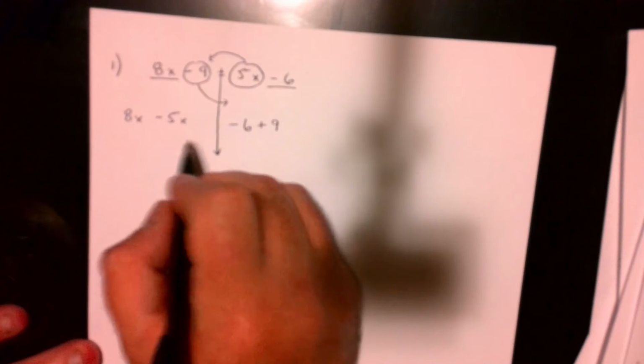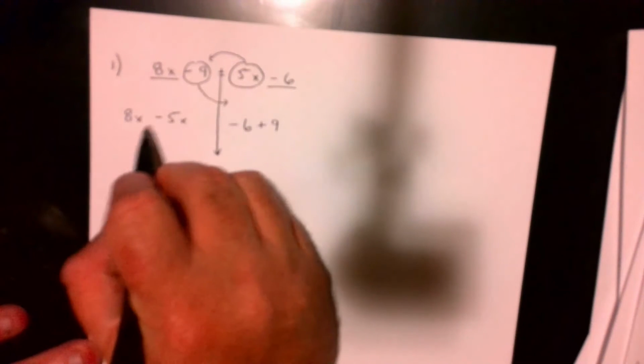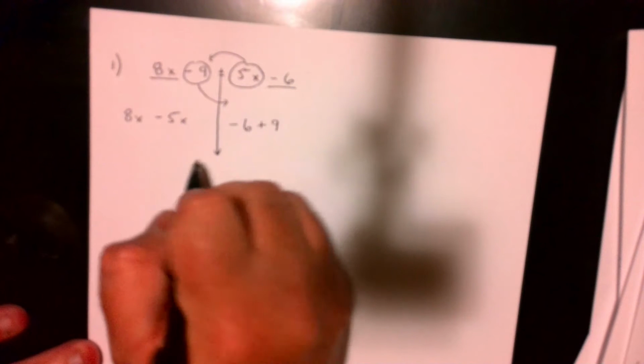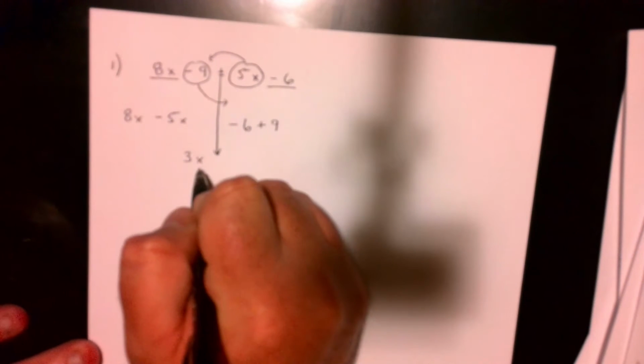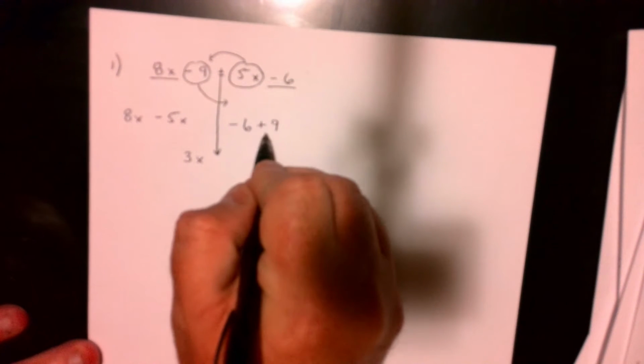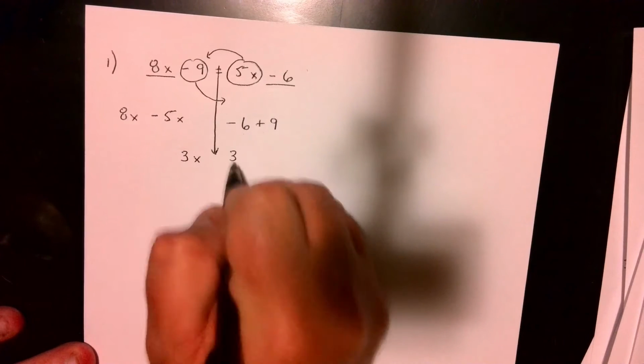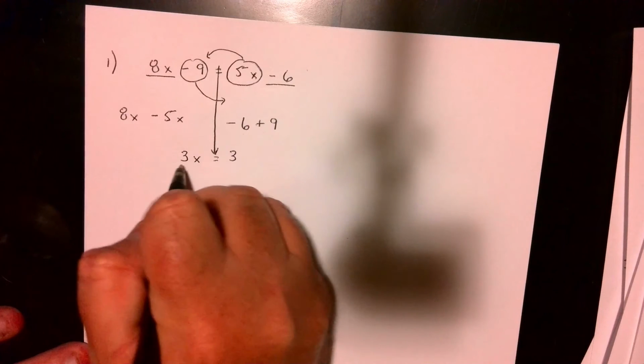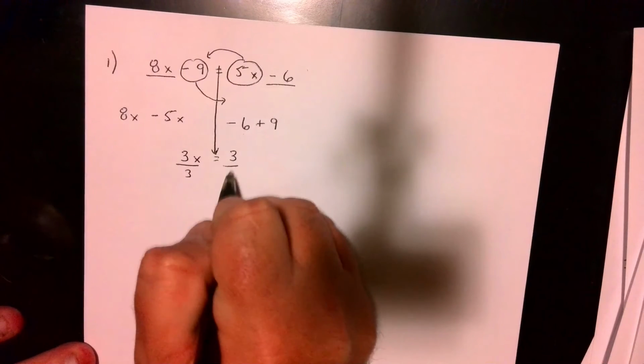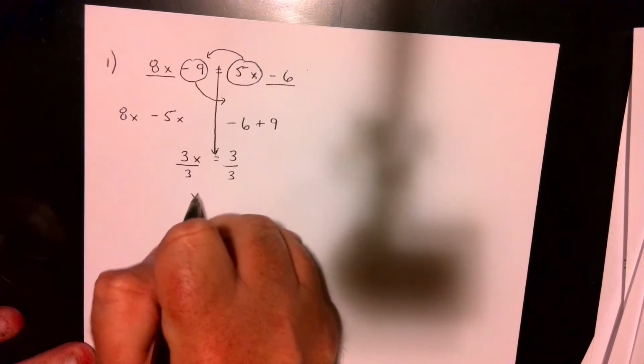From here, we can go and combine like terms. 8x take away 5x makes 3x. Use your calculator if you need to. Negative 6 plus 9 equals 3. The final step, we need to divide by 3. Divide by 3, and x equals 1.